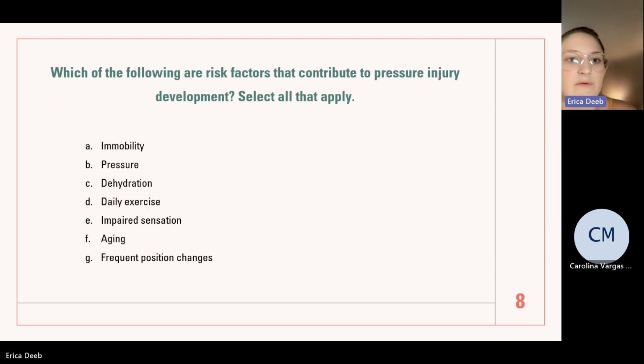Which of the following are risk factors that contribute to pressure injury development? Select all that apply. There's a bunch here, but I like these to get my brain thinking. With select all that apply, we always want to think true or false. The options are immobility, pressure, dehydration, daily exercise, impaired sensation, aging, and frequent position changes. With these, I always think of them as true or false. That's the best way to do it.